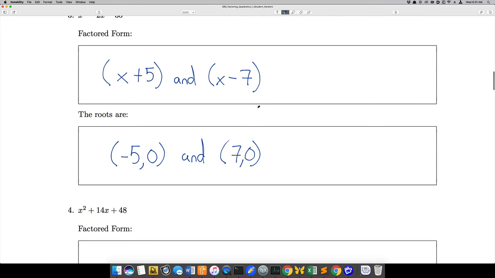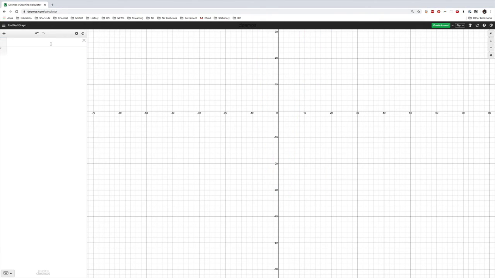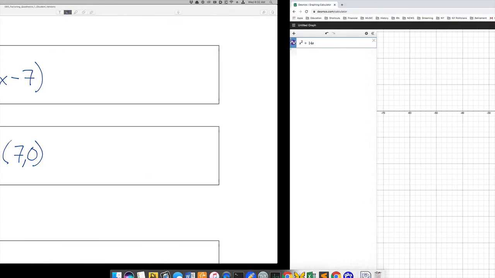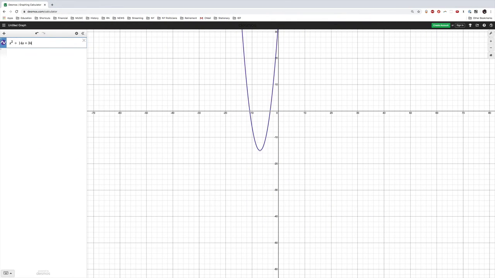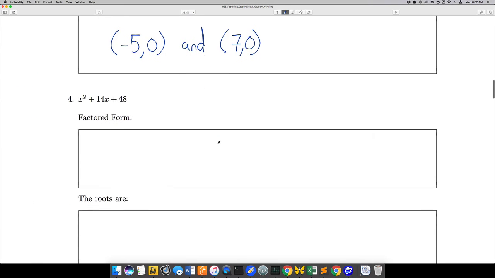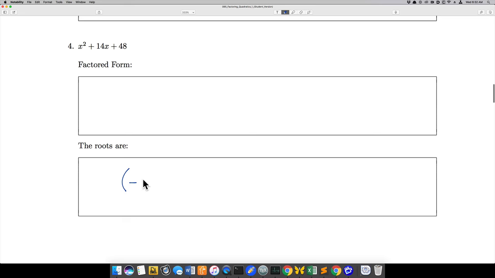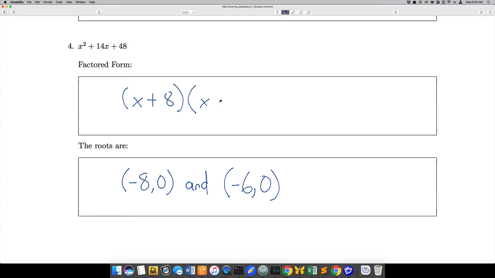Last problem, x squared plus 14x plus 48. I'm going to delete this one. X squared plus 14x plus 48. Here we go. The roots on this one are negative 8 and negative 6. So right here, I'm going to write the roots are negative 8, comma 0 and negative 6, comma 0. And when we write the factor form, it's going to be x. The opposite of negative 8 is positive 8. And it's going to be x plus 6.